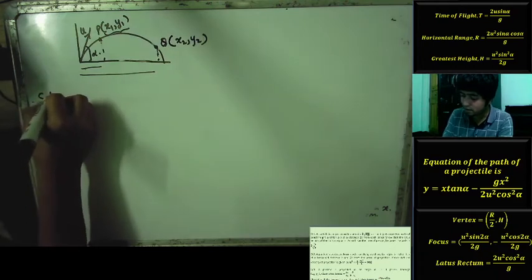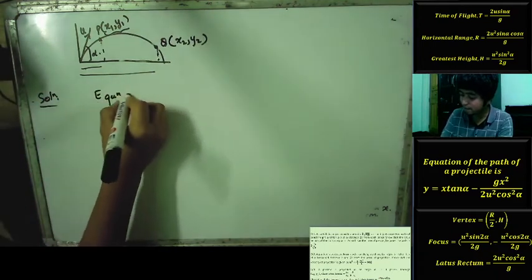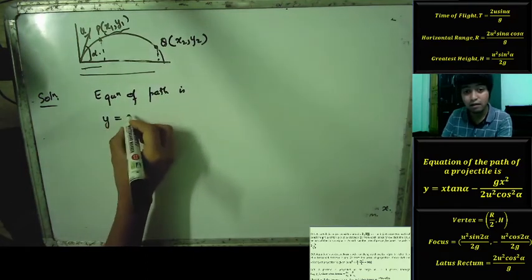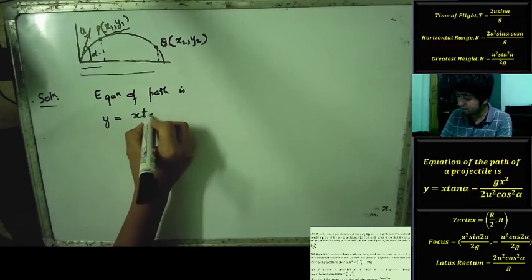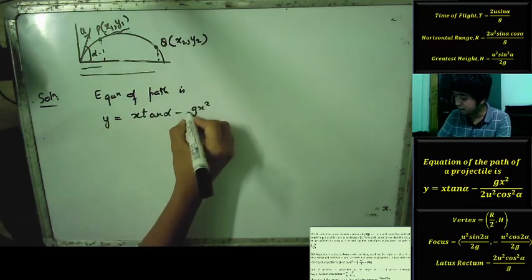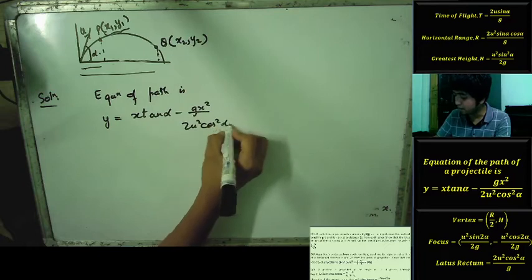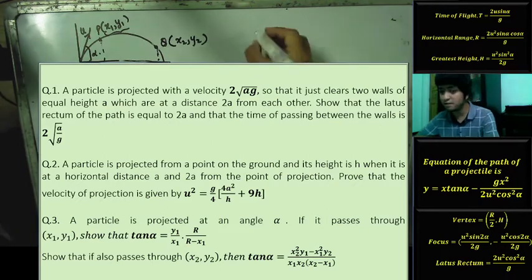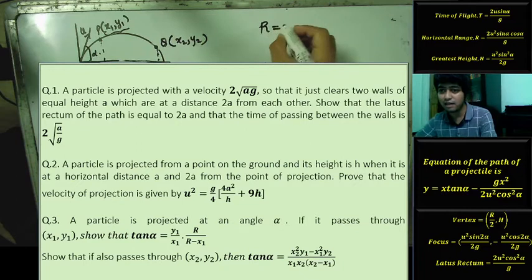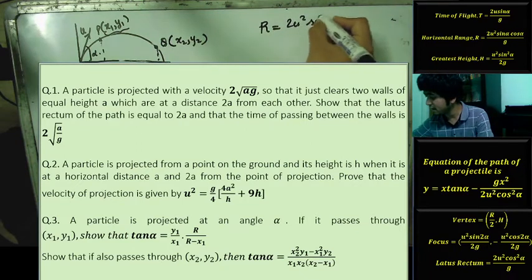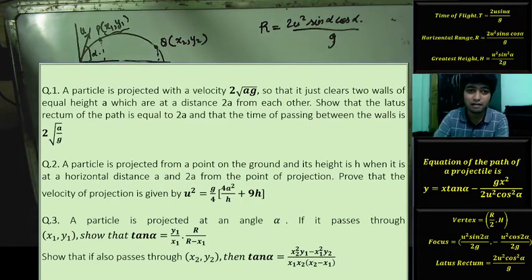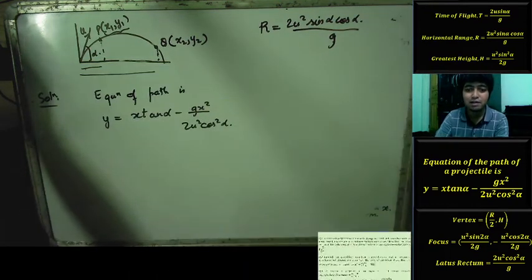Solution. Equation of path is y equal to x tan alpha minus gx square upon 2u square cos square alpha. If you are noticing the question, again we will need the formula for the range, which is given by the formula above. So let me just write it over here. R is 2u square sine alpha cos alpha upon g. Because we will need R also in the expression. So let's see.